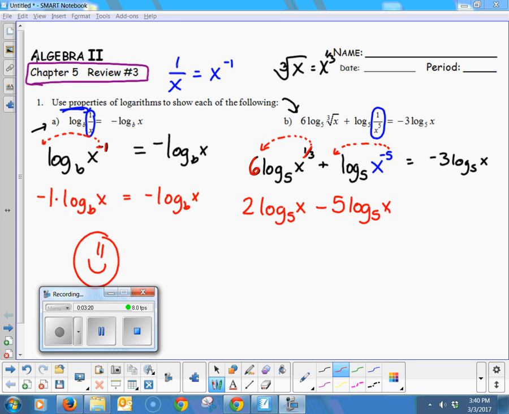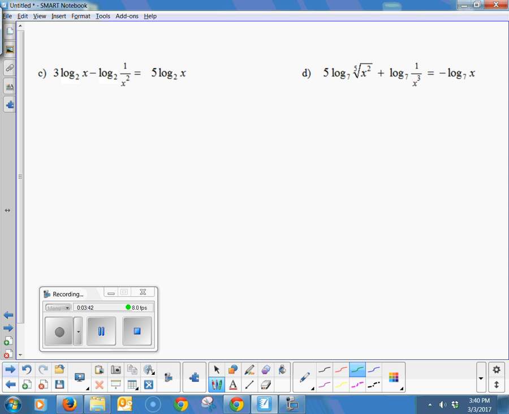And if you think about it, what we really have right now is 2 times a thing minus 5 times a thing. And 2 times a thing minus 5 times a thing is negative 3 times the thing, log base 5 of x. And we're good. Let's move on to number C.